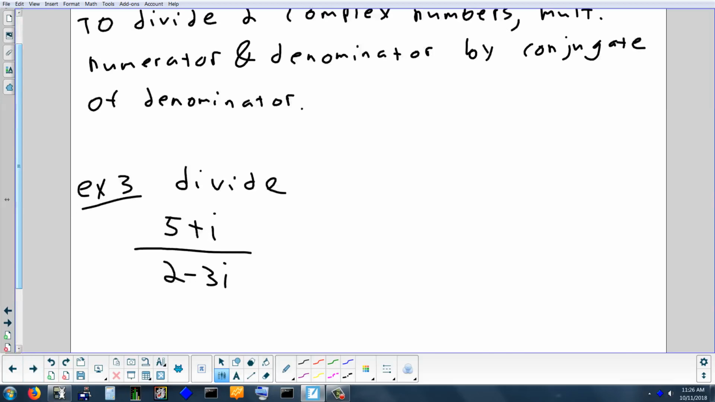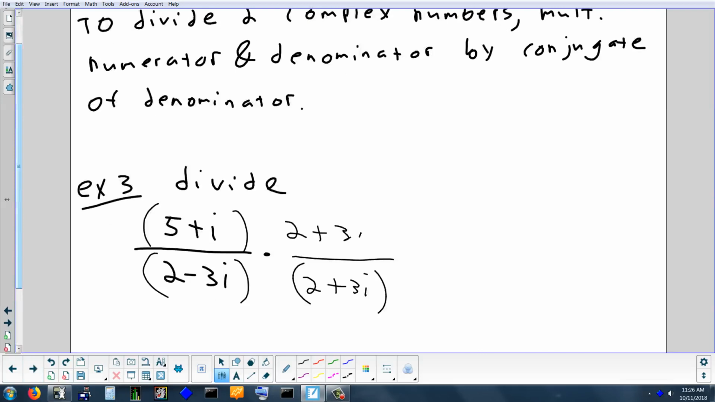Okay. So to divide, multiply the top and the bottom by the conjugate of what's in the bottom. So the conjugate of what's in the bottom is 2 plus 3i. Now, doing it really quick in my head, I know the answer is 13 for the bottom. I'll show you the long way, and then I'll show you how I got 13 doing it in my head.